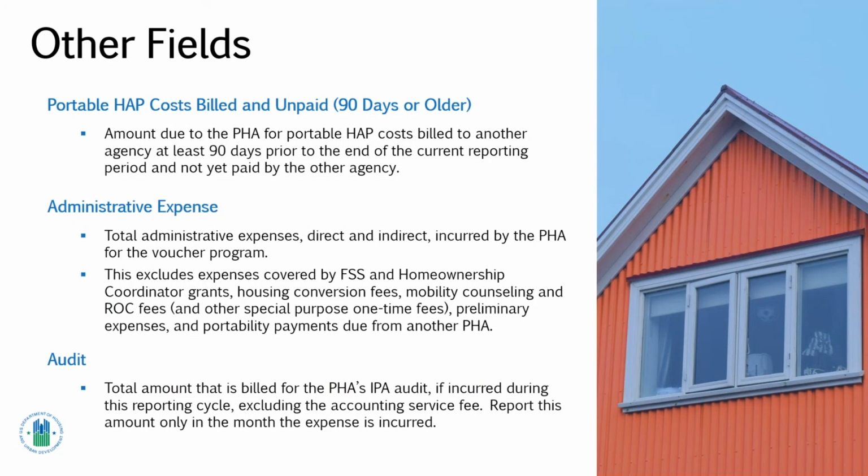Administrative expenses. Total administrative costs, both direct and indirect, incurred by the HCV program. It's going to exclude costs covered by the Family Self-Sufficiency and Home Ownership Coordinator grants, housing conversion fees, mobility counseling, preliminary expenses, portability payments due from other PHAs. Audit costs, separate line item. This is the amount that you actually received an invoice for in that particular month. If you received an invoice in the month of June, you will report the amount of that invoice as an audit cost for the audit.